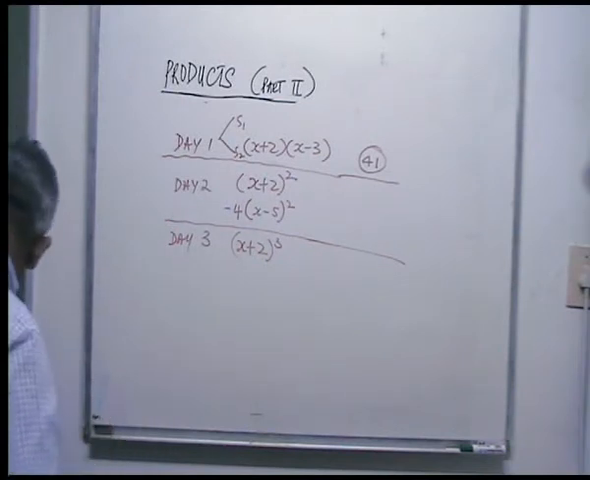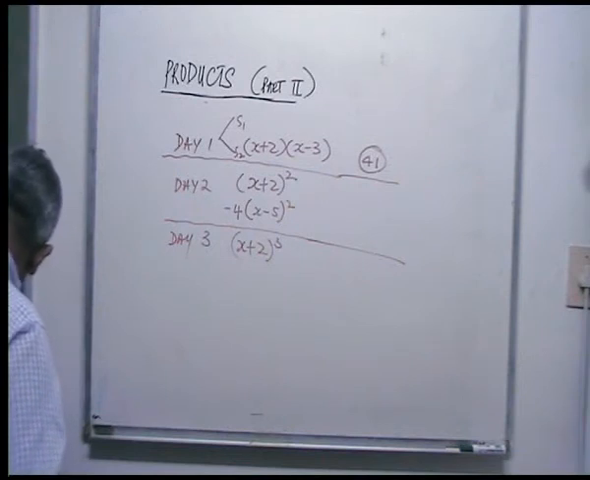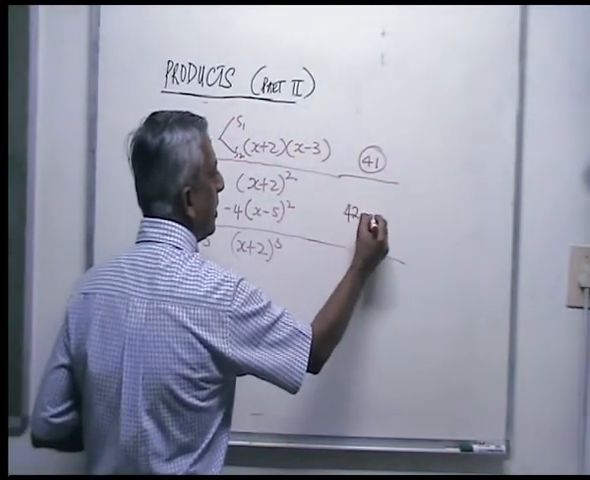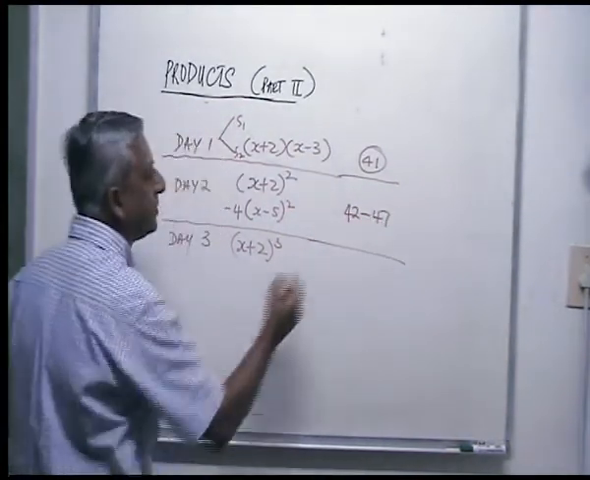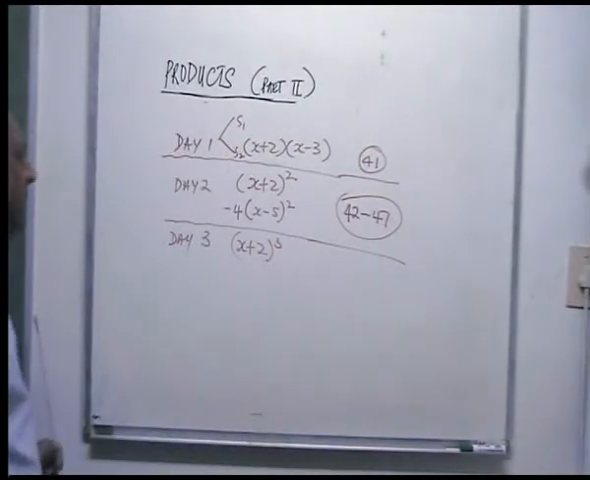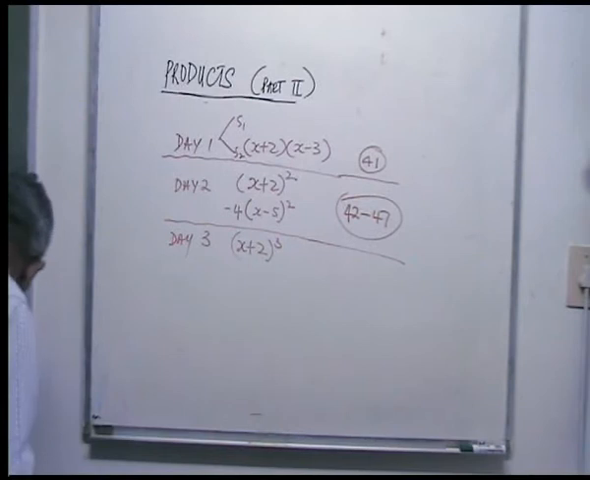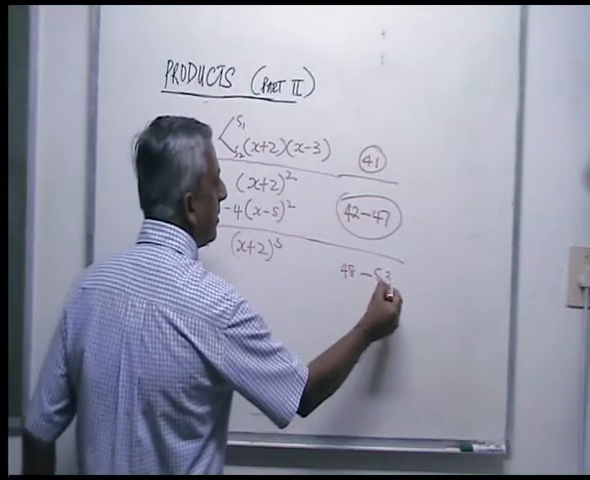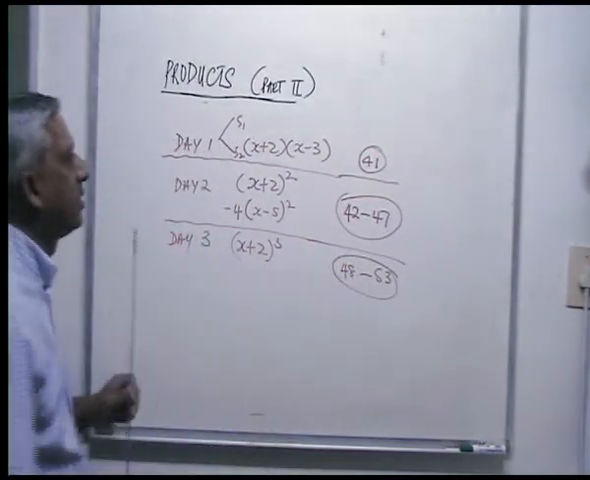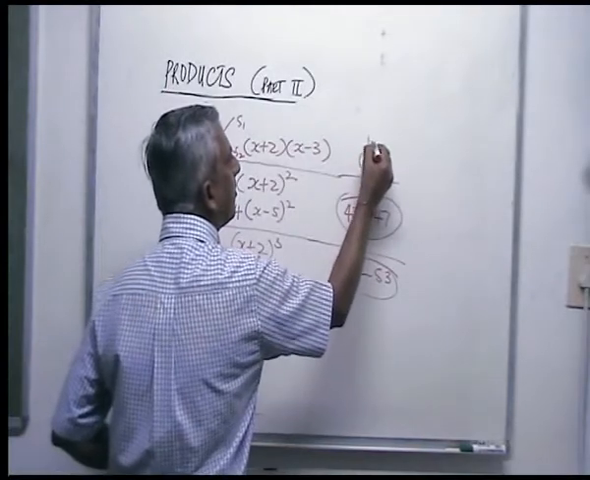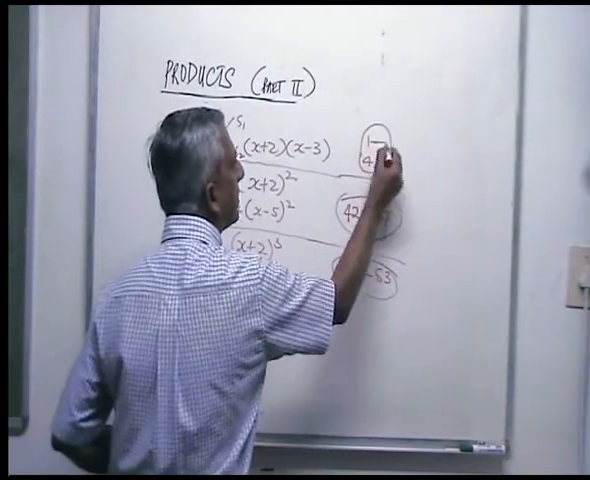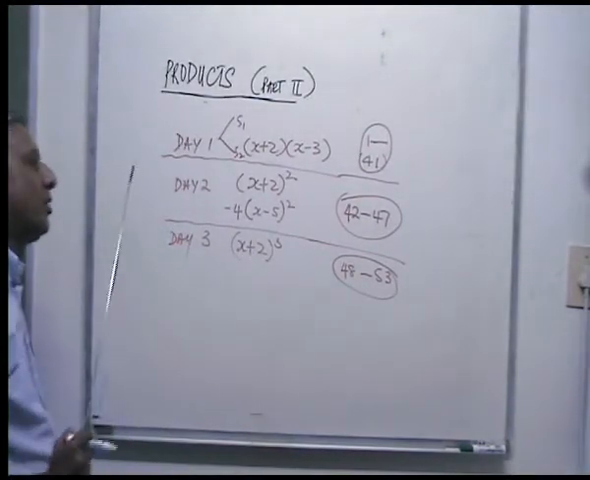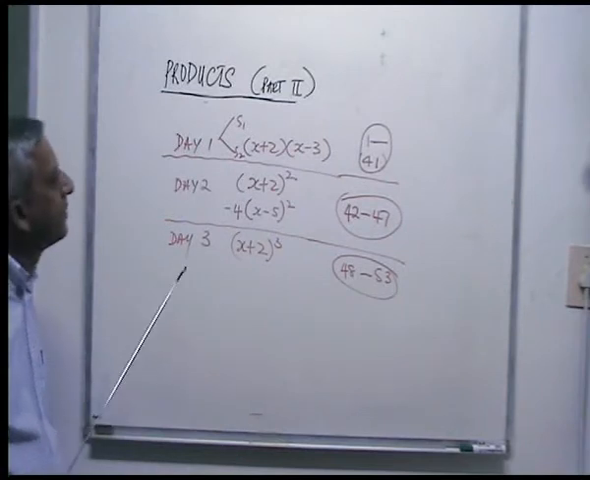Then day 2, you should be learning only how to square binomials. In other words, on day 2, you should be learning from 42 till 47. You should be doing only 42 till 47 on day 2. See? And then on day 3, you should be doing 48 to 53. So that is why I've numbered the examples right from 1 to 53, for you to know that, look, you have to do lots of examples to understand things.